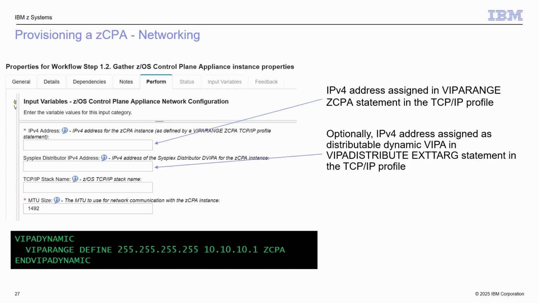Then if you have a high availability environment and you want Sysplex Distributor support, then you will put that IP address here as well. This is defined also in the TCP/IP profile using the VIPADISTRIBUTE XTARG statement, where the keyword XTARG specifies that this distributor is distributing to ZCPAs. Notice that we do not support IPv6 within the ZCPA. So even though our pods do support IPv6, we recommend keeping the entire cluster at IPv4 for simplicity.